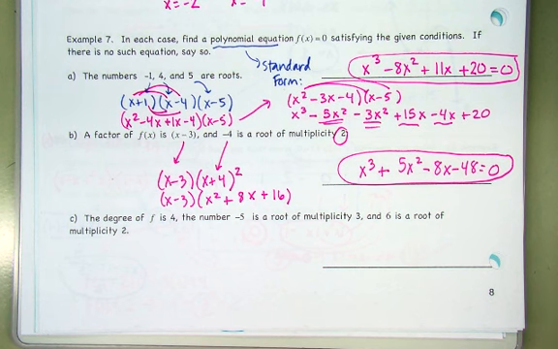Did I do it right? Am I good? You guys agree with me? Did I distribute, combine like terms, multiplied?